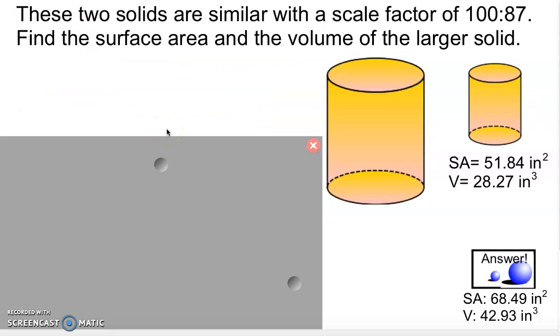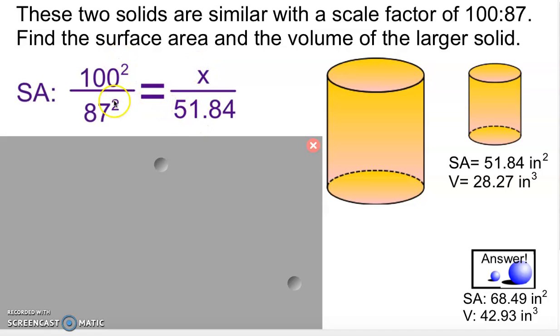All right, so let's take a look at another example here. This one I'm going to have quite a bit of math work to do. So the two solids are similar, and the scale factor is 100 to 87. So this is 100 parts and this is 87 parts. So I'm going to need to square the scale factor to find the surface area first. So 100 squared over 87 squared. And then since I know the surface area and volume of the small one, the 87 squared is going to go on the bottom of this proportion to solve the surface area.